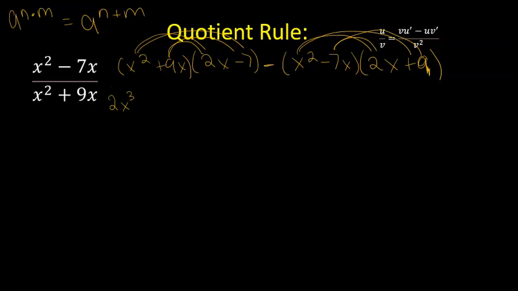What about the next thing? So I got 2x times 3, 2x to the third power. So what about the next thing? I'm going to do x squared times negative 7, which gives me negative 7x squared. Then I have to move over to the next term, which is 9x. So I have 9x times 2x, which gives me 18x squared. And then I'm going to do 9x times negative 7, which gives me negative 63x.